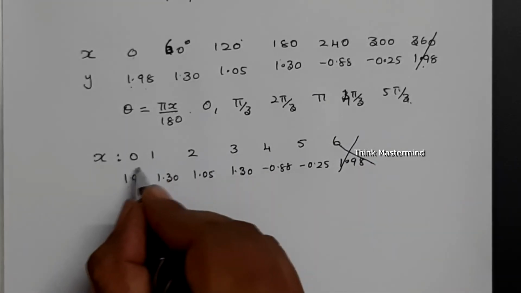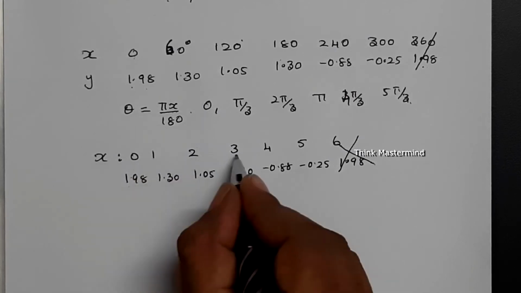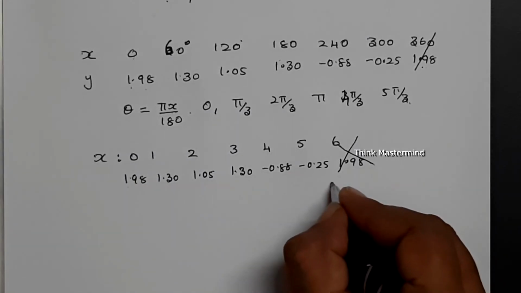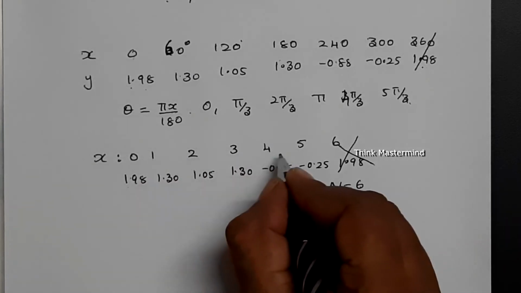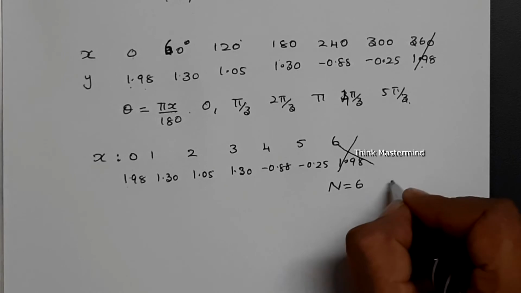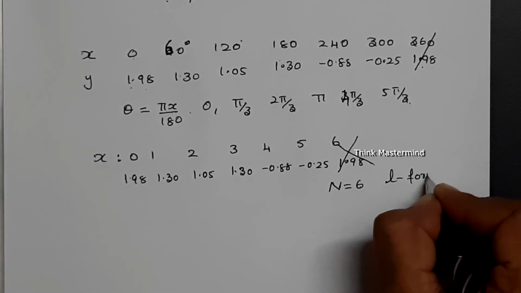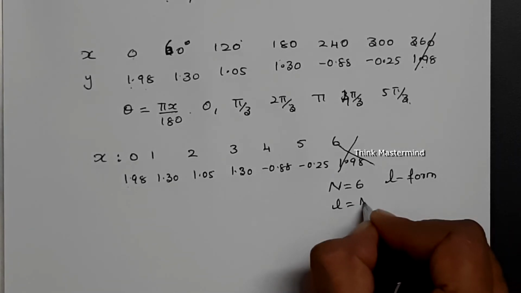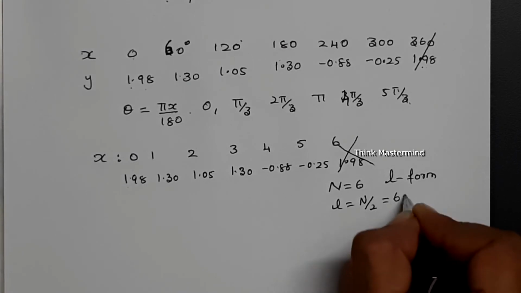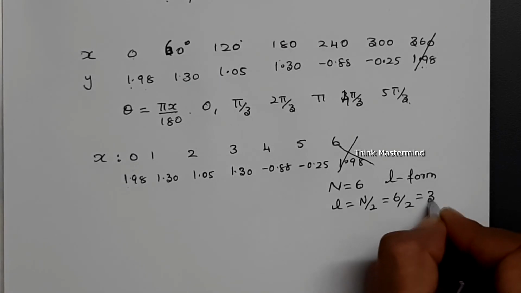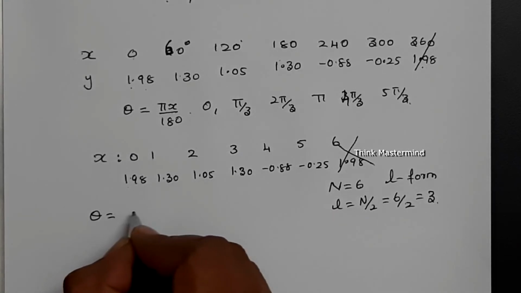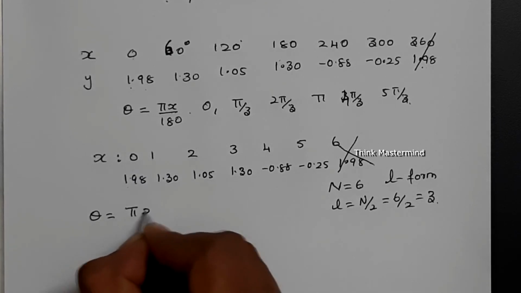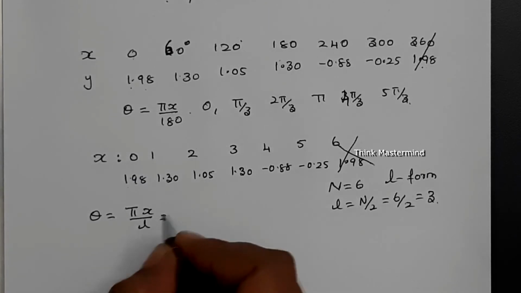So similarly, how many data are there? 0, 1, 2, 3, 4, 5, 6, that is n is equal to 6. So it is in numerical value, that is in L form. In L form, the L value is equal to n by 2, that is 6 by 2, that is 3. Now you are going to write theta is equal to, according to the given formula, pi times x by L. Just substitute it in.